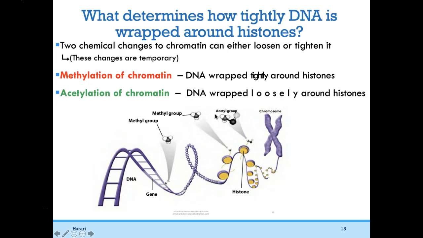Acetylation is a different chemical group. And if chromatin is acetylated, the DNA is wrapped loosely around histones. So that would be euchromatin. And these, again, these are temporary. So one time, 1 hour a gene could be acetylated. The next hour it could be methylated.